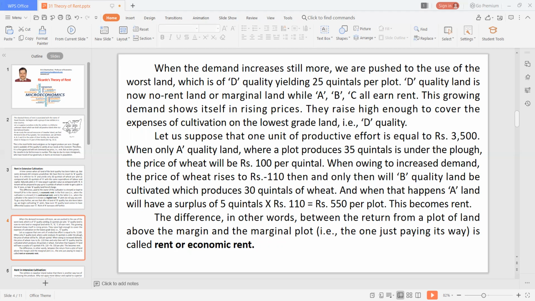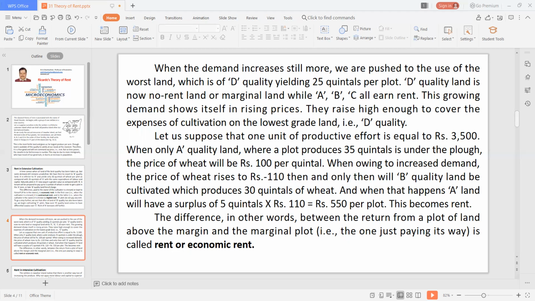Only when B quality land is cultivated, it will produce 30 quintals of wheat. Then what happened? The A land can get a surplus amount, that is 5 quintals. So per quintal it is rupees 110. So 5 into 110, rupees 550 per plot. That becomes a rent.